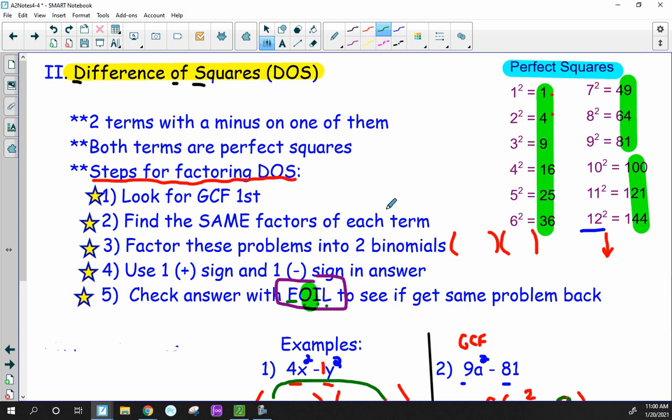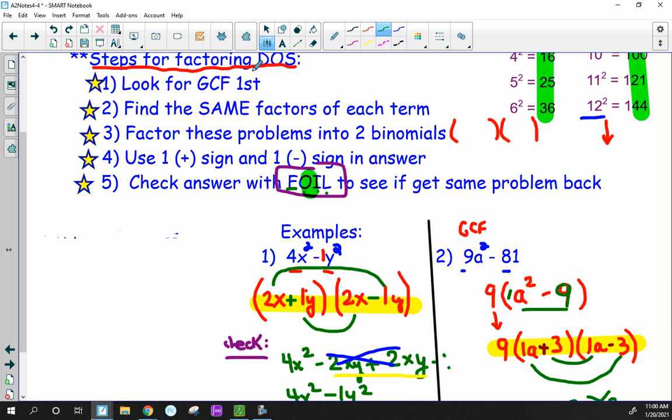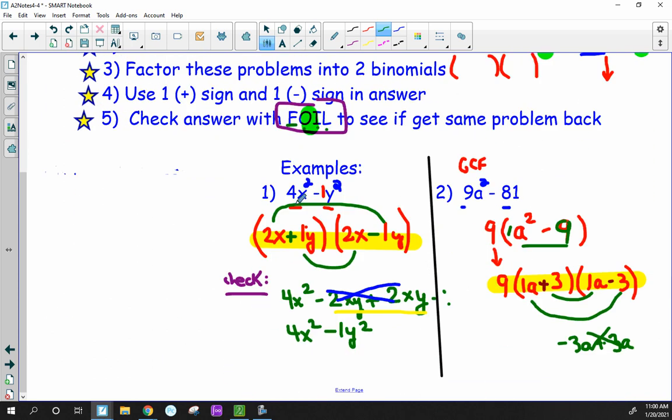So to be successful with this learning target, you follow exactly what's on your screen right now, and you start memorizing these perfect squares. I would just go up to 12. Anything higher than that, you can use your calculator on, of course. And then follow my 5-step process.